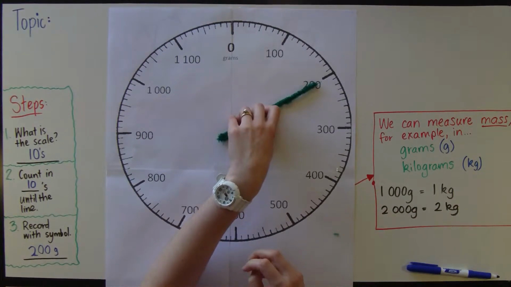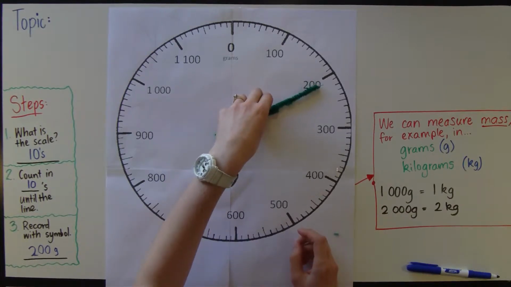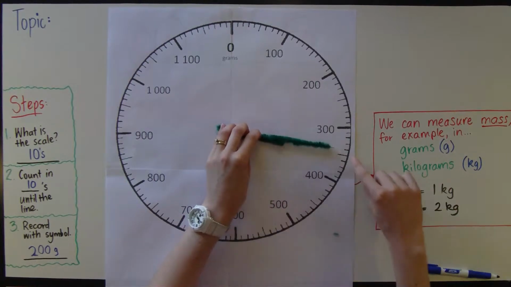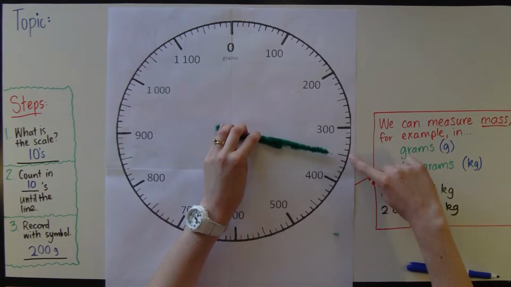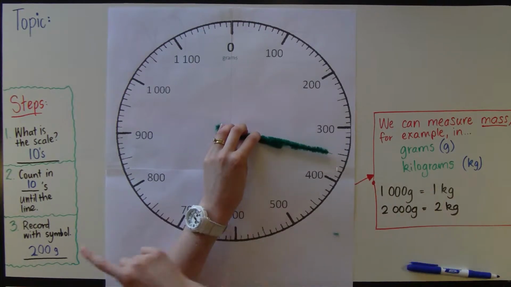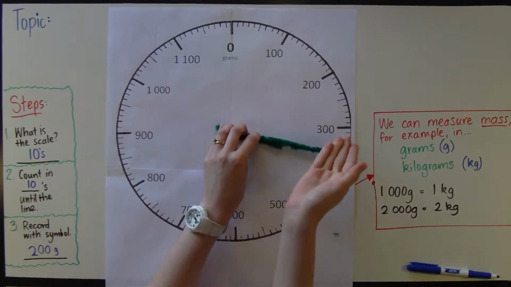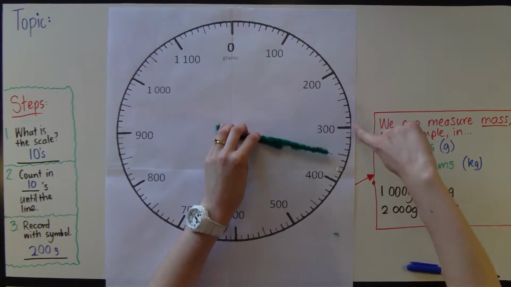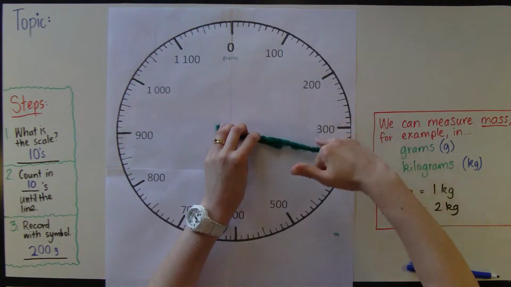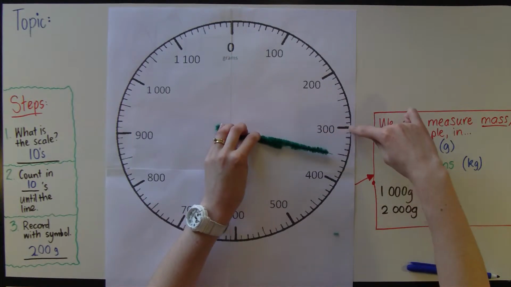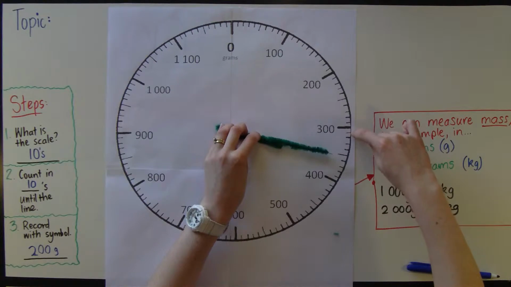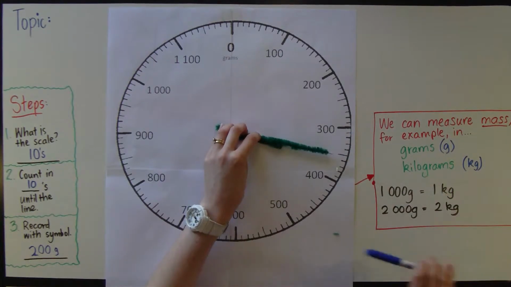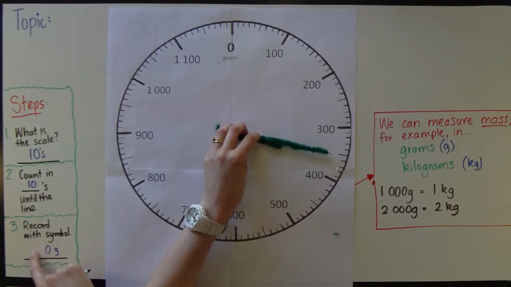Let's look at another example. Let's say we have the line over here. It's pointing towards this line here. And what you need to do is remember that we have got the scale, which is going up in 10s, 10 grams each time. So we just count from this one here, 300, that's the closest number showing on the scale. So we've got 300, and let's count in 10s. 310, 320, 330, 340, 350. So we would simply write 350 grams.